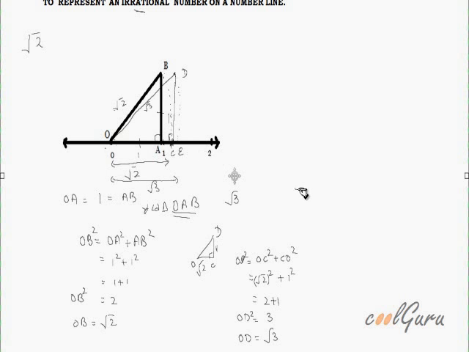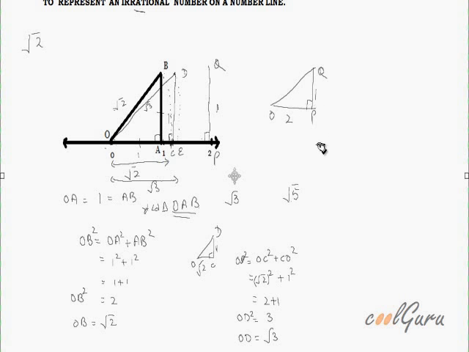Now suppose we have to draw root 5. So we need not plot root 2 and root 3 to draw root 5 on number line. What we can do, we can straight away draw a perpendicular on 2. Let this length OP be 2. We will draw a perpendicular on OP of length 1. So in this right angle triangle OPQ, OP is 2, PQ is 1.